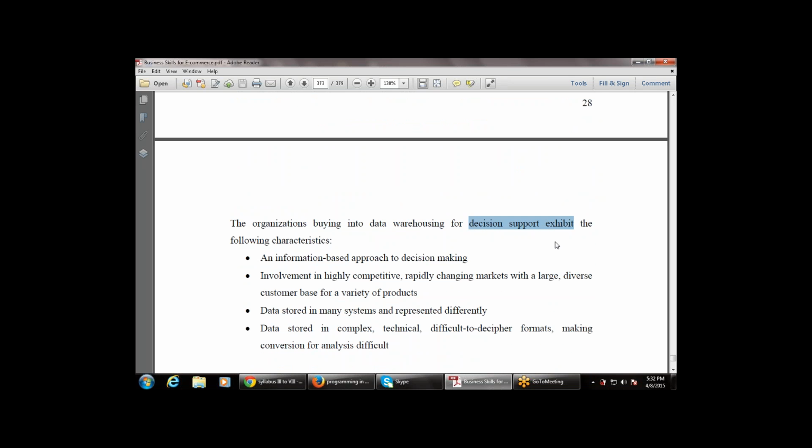Organizations are buying into data warehousing for decision support. So this data warehouse can also be used as a decision support system with the following features. So what are the various features? First one is that it is an information based approach to decision making. So whenever we use a corporate data warehouse, it is used as an information based approach for decision making. Then, involvement in a highly competitive, rapidly changing market with diverse locations.